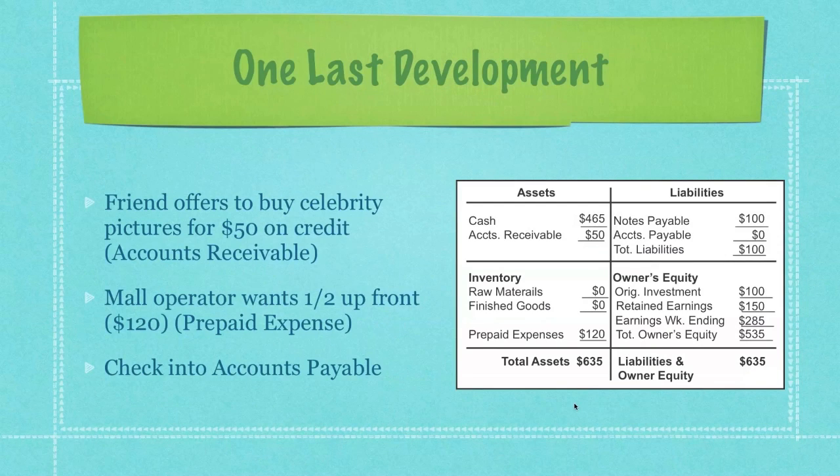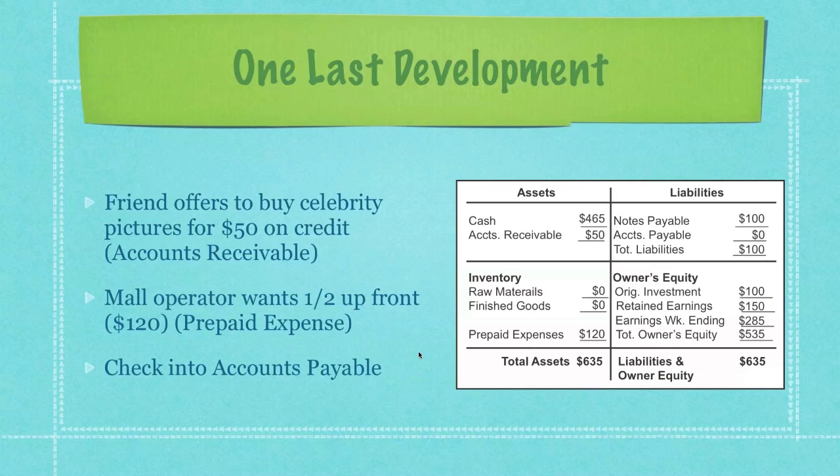Well, as you're leaving the mall and after you've finished your balance sheet, a friend comes by and offers to buy all of your celebrity pictures for $50 on credit. When somebody buys something from you on credit, it is called an accounts receivable, meaning money that you expect to receive. The mall operator then walks up to you and says that he wants 1/2 up front or $120.